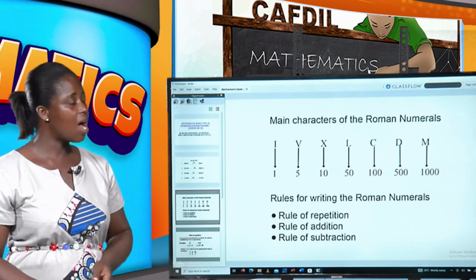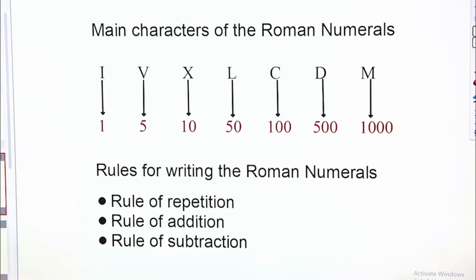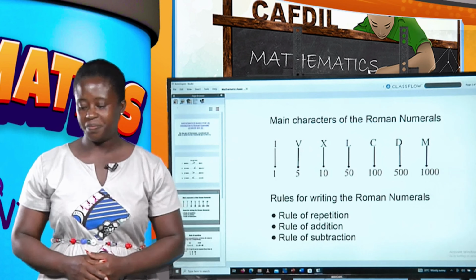Don't worry, I will explain all the rules with examples for you. So rules for writing the Roman numerals. We have the first one, rule of repetition. The second, rule of addition. And the last, rule of subtraction. Let's take them one after the other.